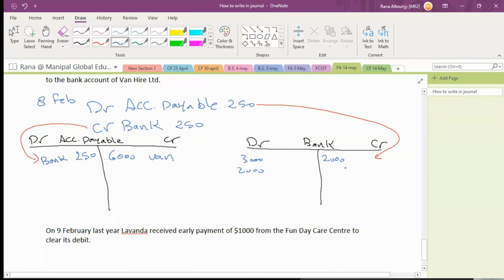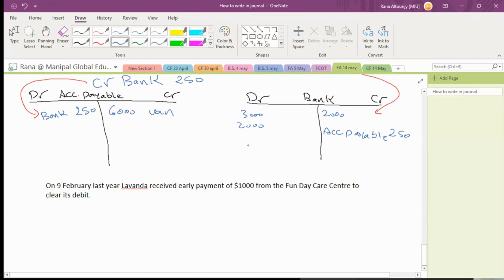So now we need to write this transaction, which is the accounts payable. The amount is 250. Okay? So like this. The last transaction, on 9 of February last year, Lavanda received early payment of 1,000 from the fund daycare. This fund daycare, if you remember, we registered as accounts receivable. So she received this amount to clear its debit. Let's consider she received it as cash.